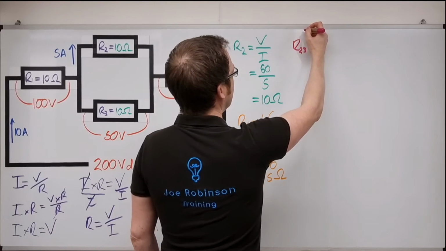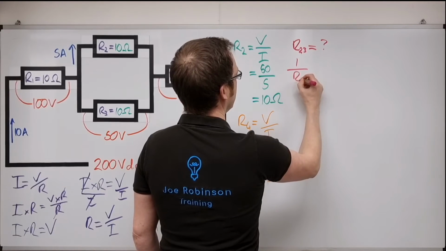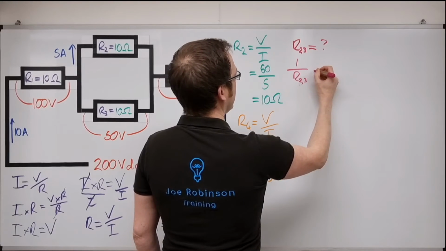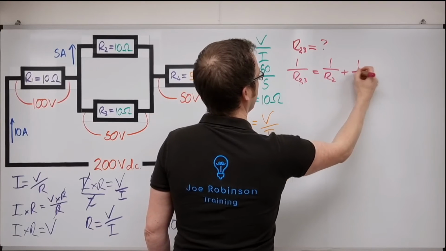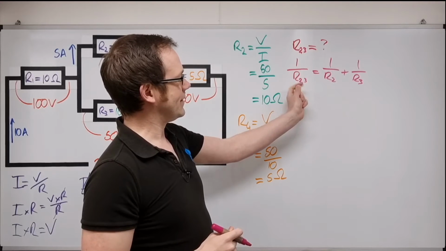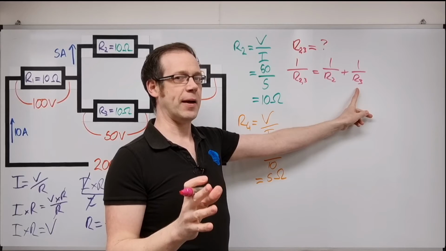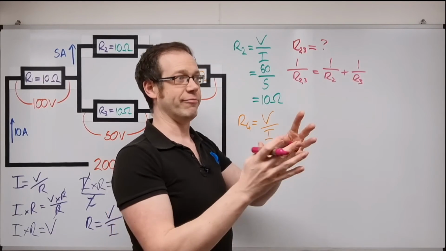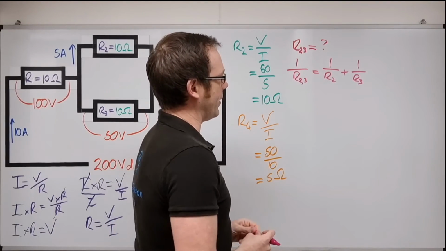So to figure this out, we're going to do 1 over the total resistance of this section, R2,3, is equal to 1 over R2 plus 1 over R3, and this is quite a good way of doing it. If you're not sure what I'm talking about here with the reciprocals and 1 over and all this stuff, go and check out the series of videos that I've made on this subject, because that's going to really help you to understand what's happening here.